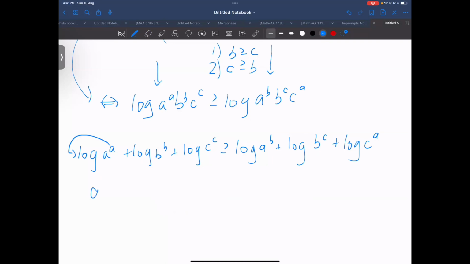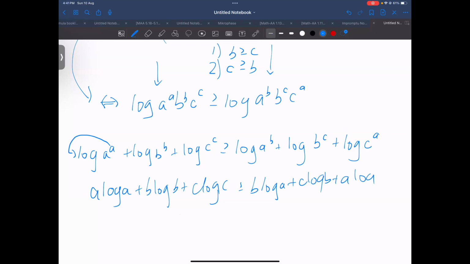Then that would give us a log of a plus b log of b plus c log of c. And we can do that for the other side as well. So then that's b log of a plus c log of b plus a log of c. Okay, this looks like something we can work with.